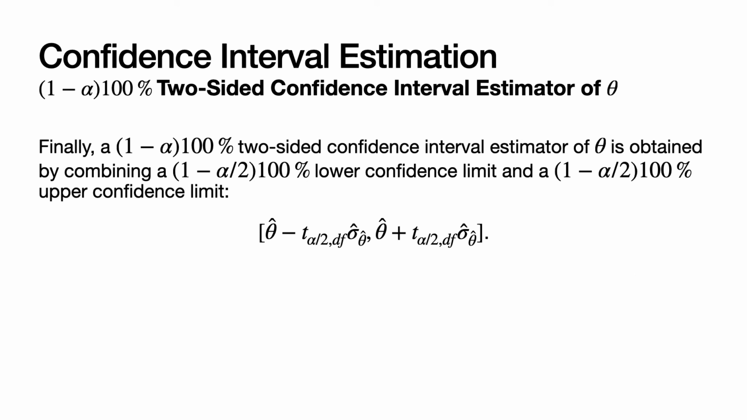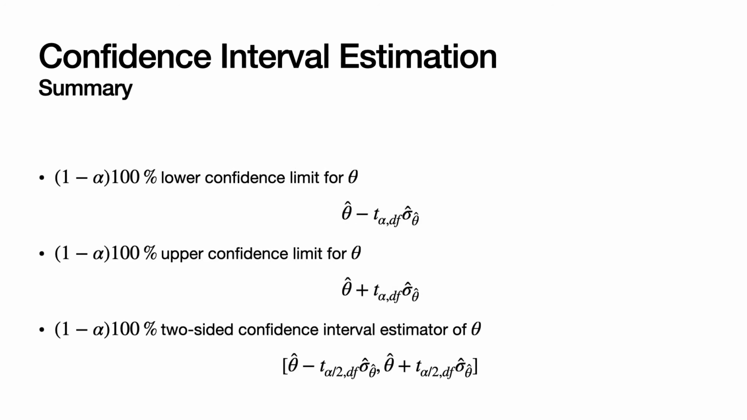And then finally, if we combine lower and upper confidence limits, each at a confidence level of 1 minus alpha over 2 times 100%, the resulting confidence interval is going to have a confidence level equal to 1 minus alpha times 100%. The lower confidence limit would be theta hat minus T sub alpha over 2 times sigma hat sub theta hat, and the upper confidence limit would be theta hat plus T sub alpha over 2 times sigma hat sub theta hat.